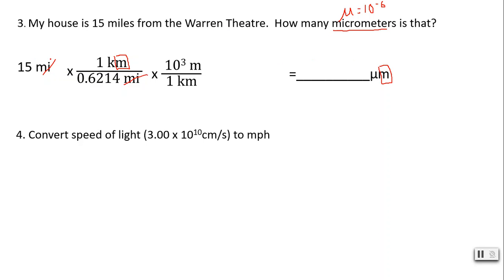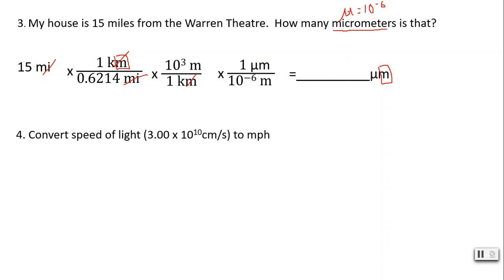And I can do that using the definition of the prefixes kilo and micro. I first need to take my kilometers and convert to meters using the definition of the prefix kilo. In 1 kilometer, there's 10 to the 3 meters. And again, I've written that so my kilometers cancel. I'm left with the meters right now in the numerator. I've got to get to micrometers, so just one more conversion factor.